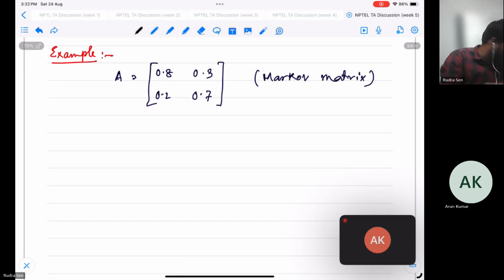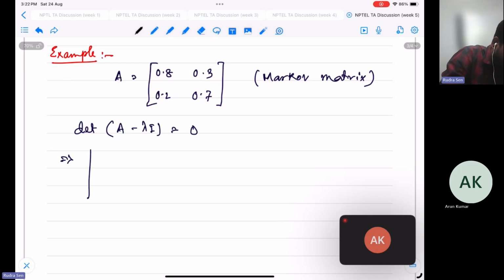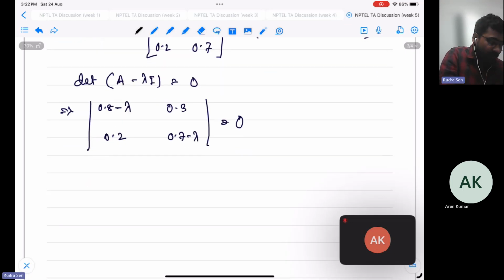So now you have to find the eigenvalues from the determinant of A minus lambda I equals 0, which is 0.8 minus lambda, 0.2, 0.3, and 0.7 minus lambda, equals 0. So what are the values of lambda you will get? You will get lambda 1 equals 1 and lambda 2 equals 0.5.